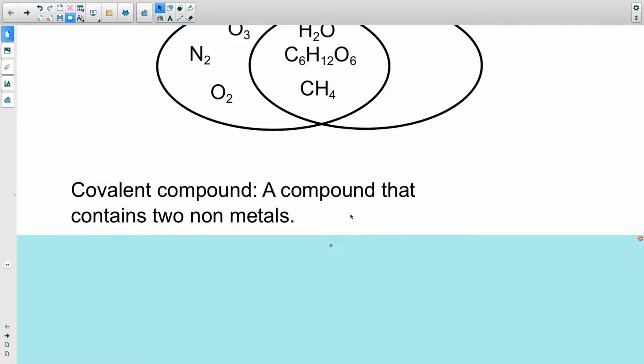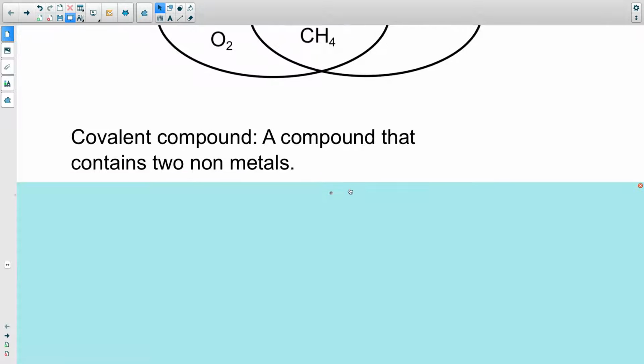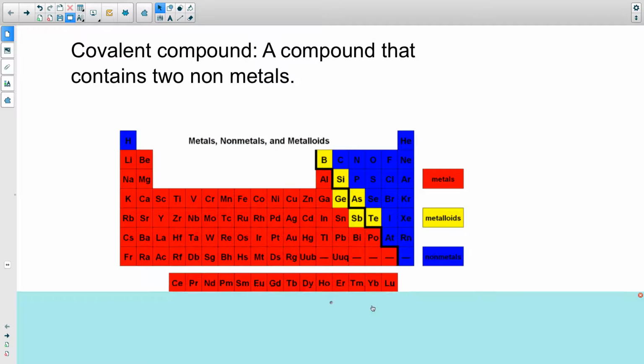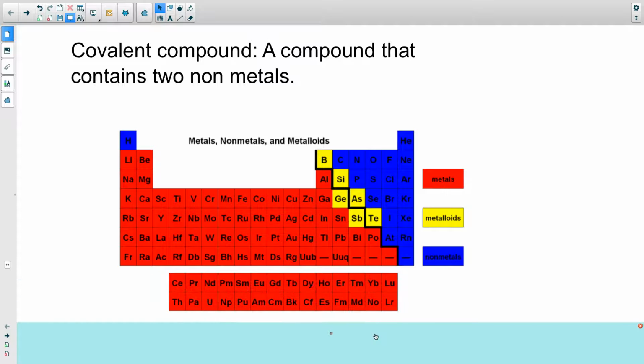Next, we need to define what a covalent compound is. It's a compound that contains two nonmetals. So let's take a look at the periodic table here to learn what the nonmetals are.